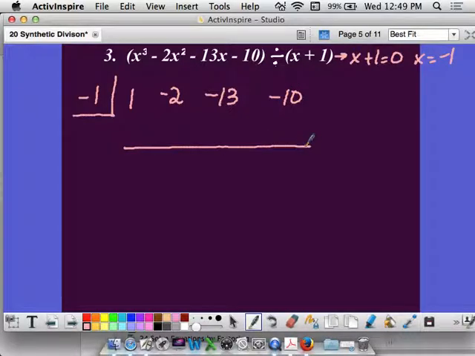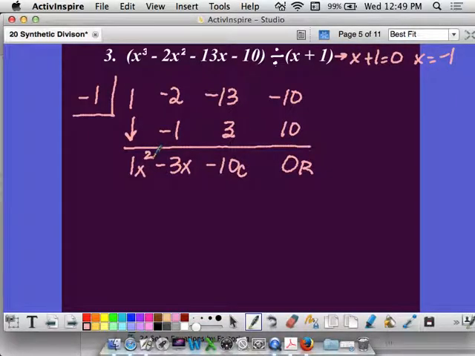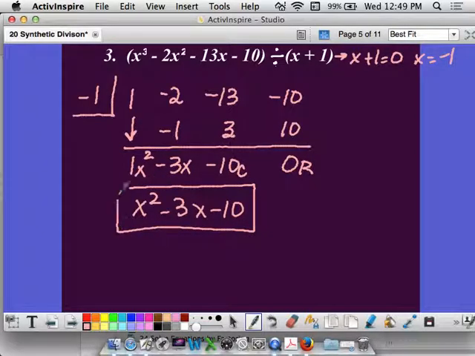Skip a line, draw a line, bring down the 1. Negative 1 times 1 is negative 1. Add them up, negative 3. Negative 1 times negative 3 is positive 3. Add them up, negative 10. Negative 1 times negative 10 is a positive 10. Add them up, that's 0. So this is my remainder, my constant, then x to the 1, x to the 2. So I'm going to write my answer as x squared minus 3x minus 10, and I don't have a remainder, so this trinomial is my answer.